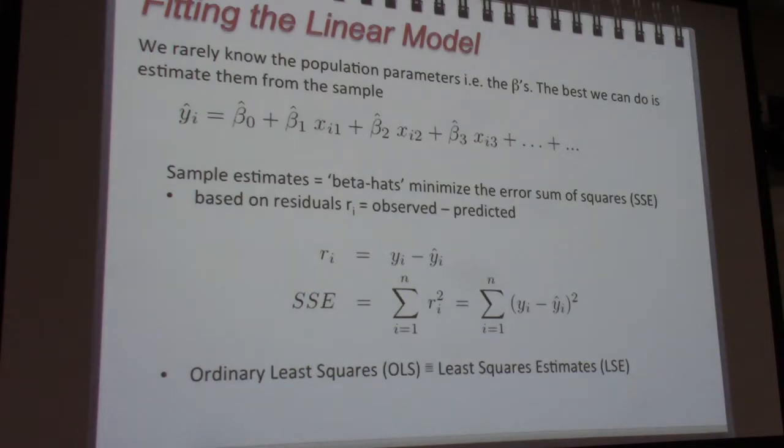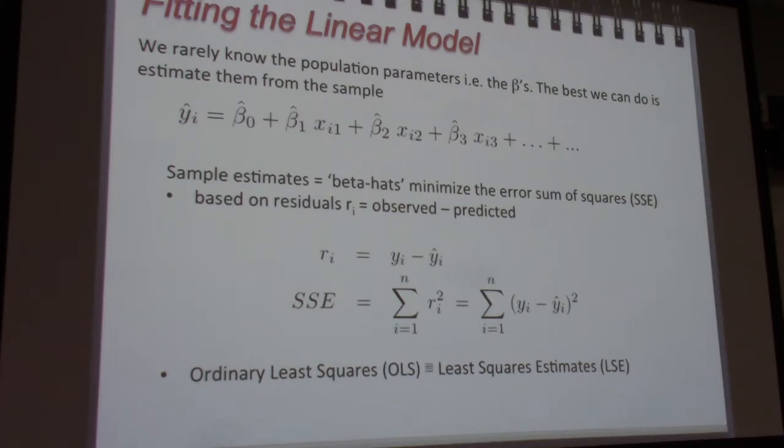Now, by this point in our talks, it should be clear that we rarely know the population parameters, the betas. The best we can do is estimate them from the sample. And so just to make it clear we're dealing with estimates, we put a circumflex over them. And because we're really clever in statistics, we call these hats. So this is y hat, and these are beta hats. And our job is to estimate the beta hats using our data.